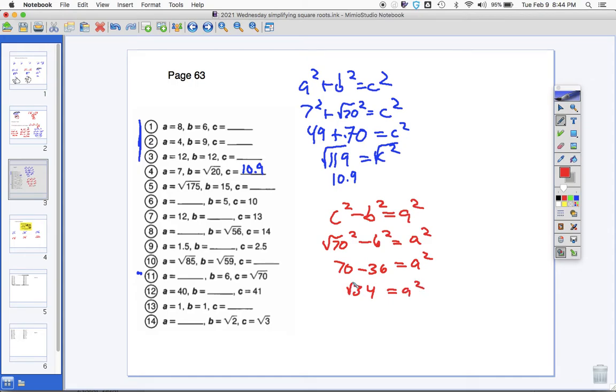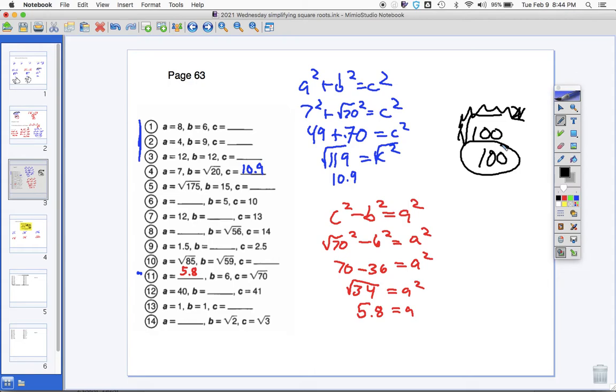Last step in a Pythagorean theorem problem is take the square root. So square root of 34, some of you should be able to estimate that. And that is 5.8. So 5.8 here would be A. Okay, so that would be how to do page 63. Again, just remember taking the square of a square root, these guys just kind of cancel each other out. You're just left with whatever's inside the symbol.